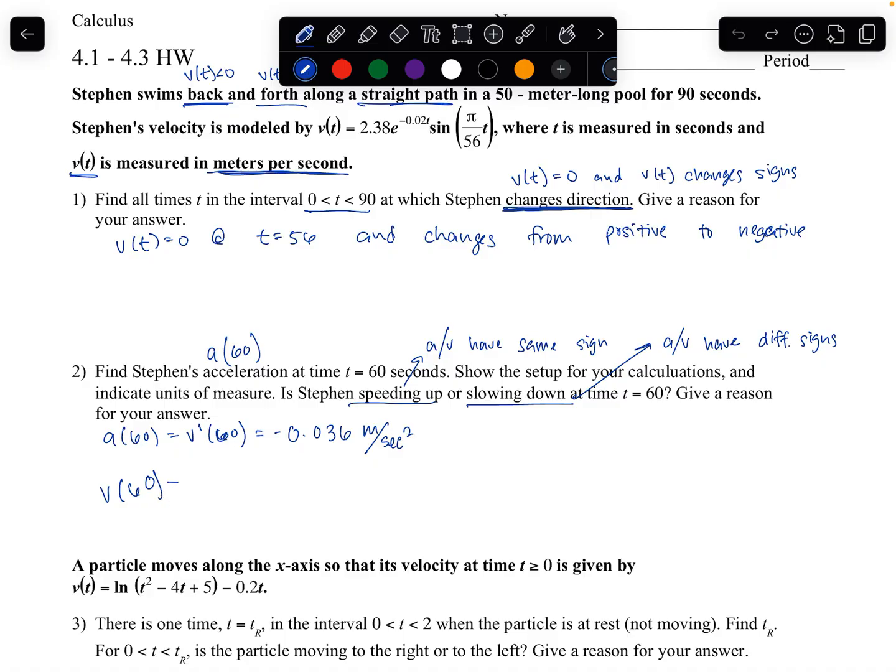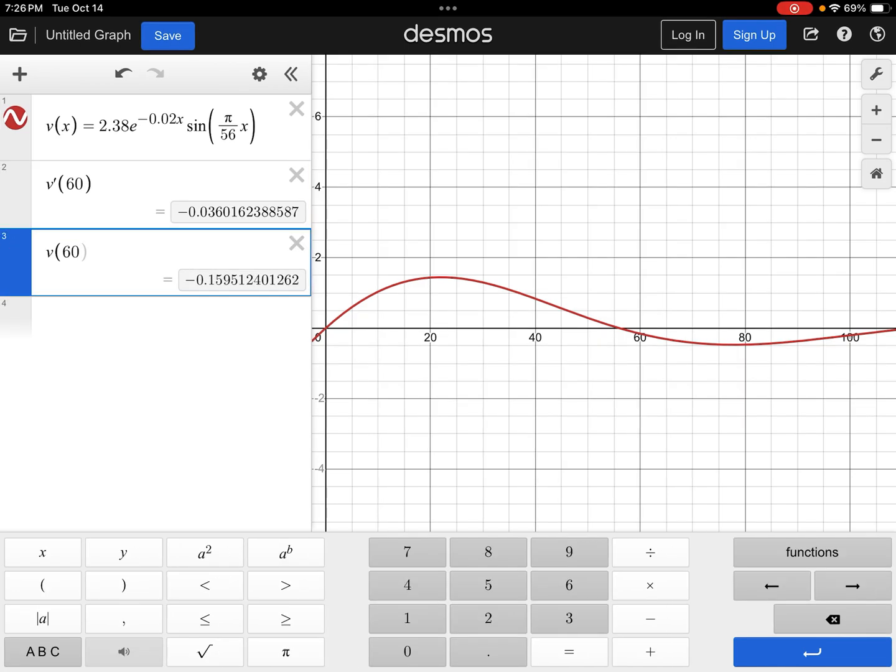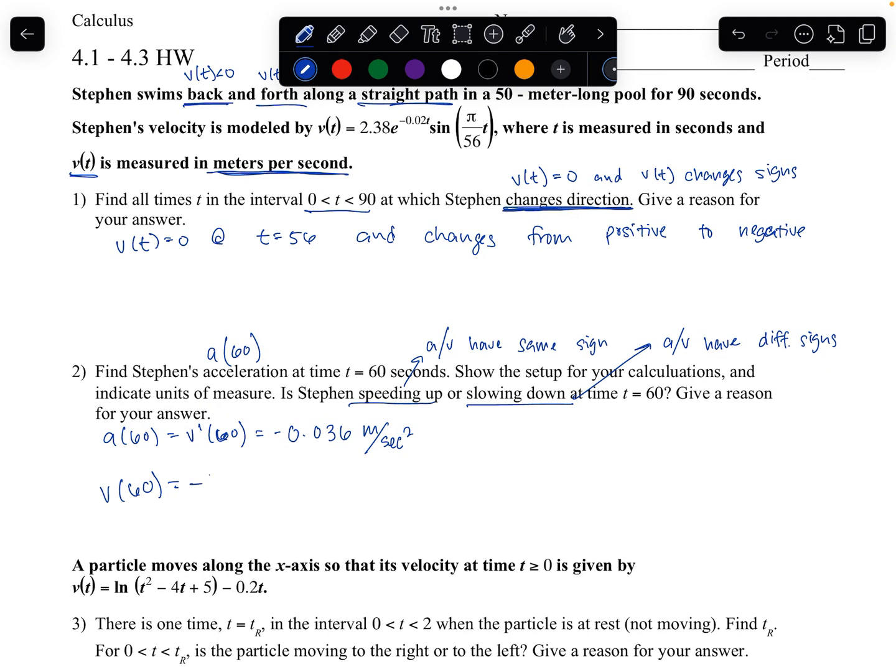So velocity at 60, we can go back into Desmos and just do v of 60, and we get negative 0.1595, so I'm going to round that to negative 0.160. So both velocity and acceleration are negative. So Stephen is speeding up.